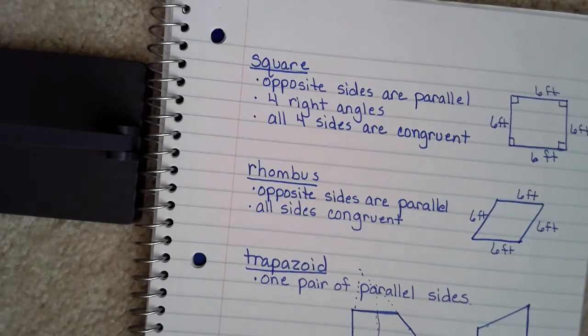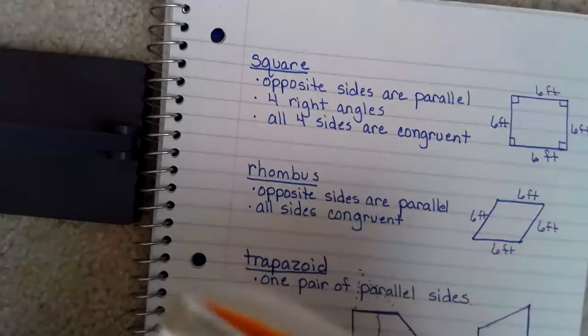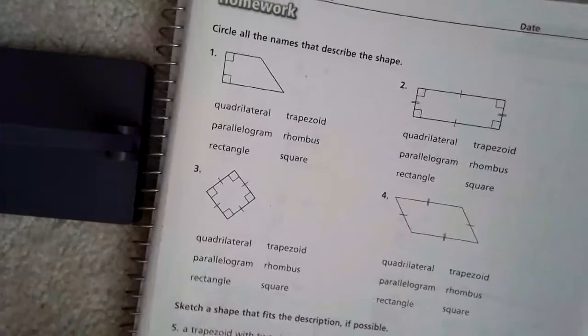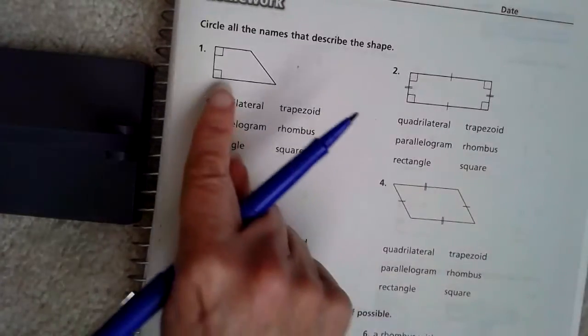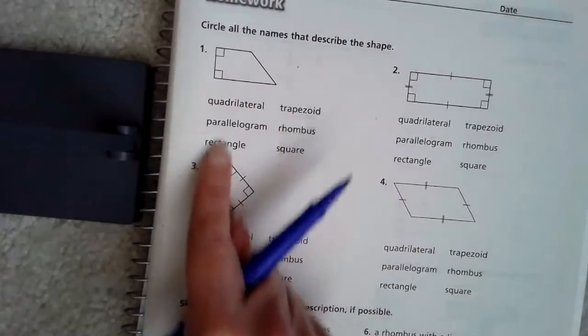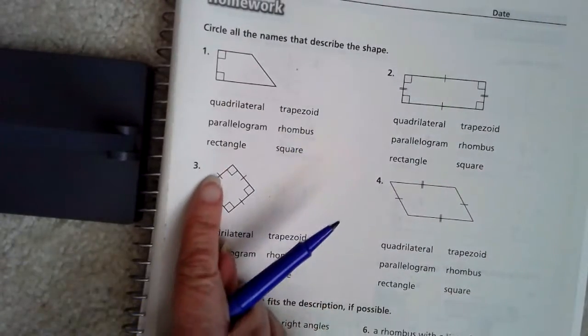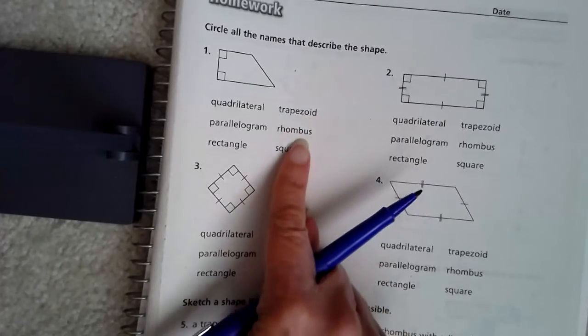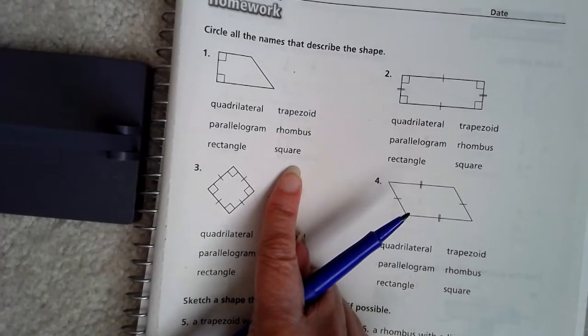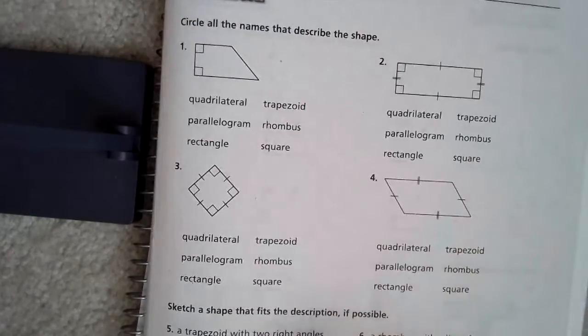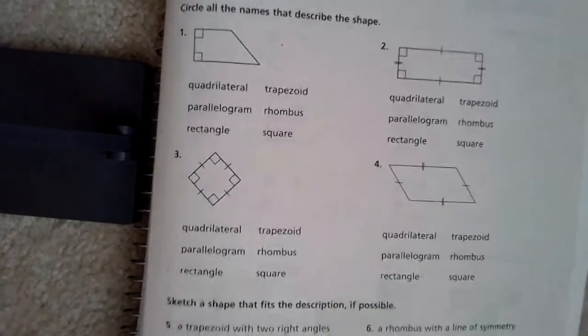All right, on your homework tonight, we will be doing page 183. So on this one, circle all the names that describe the shape. So is that a quadrilateral? Is it a parallelogram? Is it a rectangle? Is it a trapezoid, rhombus, square? And you can circle more than one thing. In fact, a lot of these you'll be circling many things.